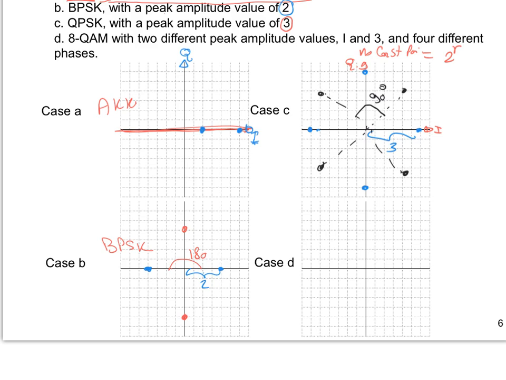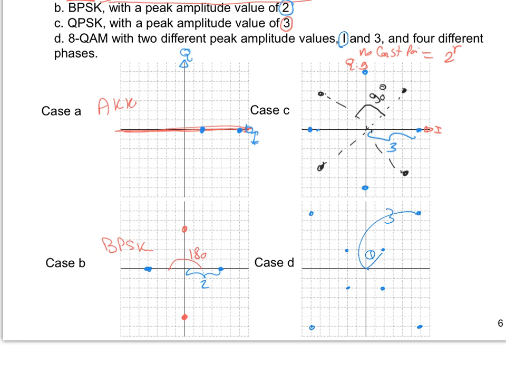So we can have one point like this, and another one at 3. So 1, 3, 3. So here we have 8 constellation points, and this is 1, and this is 3. So this way we can distribute the 8 constellation points on the IQ diagram very efficiently. There are some very important questions here in this example, which are not highlighted in this exercise.